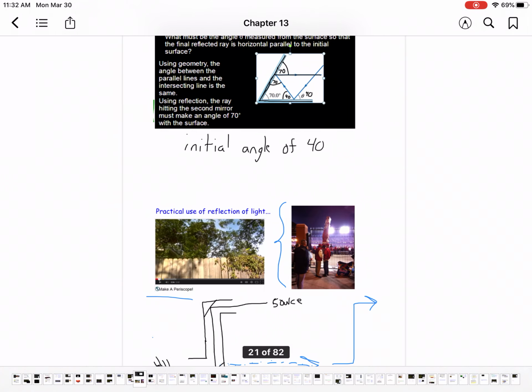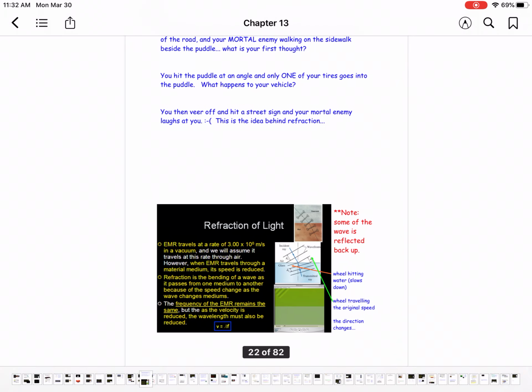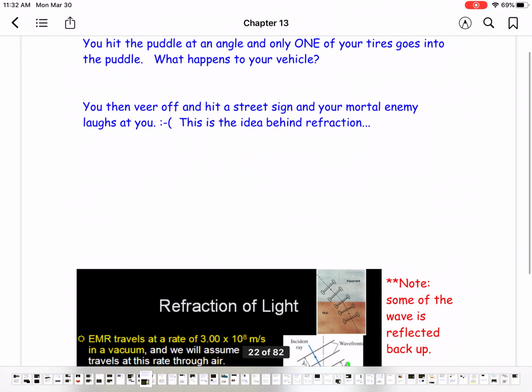All right, so that's reflection. Reflection, relatively easy. Comes in at an angle, bounces off an angle. That's all simple. Alrighty, so now we're going to talk about refraction of light.